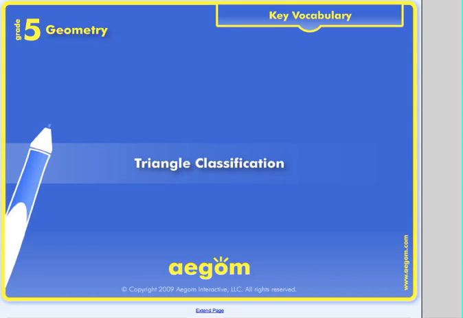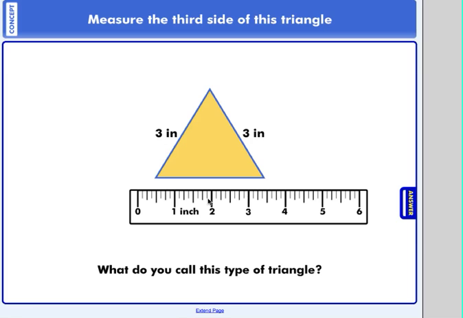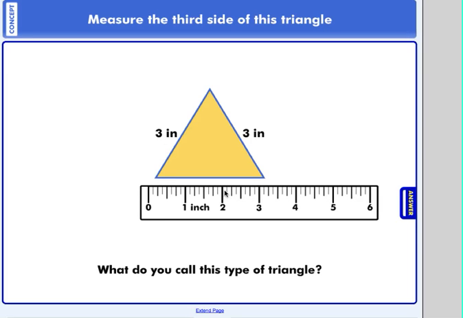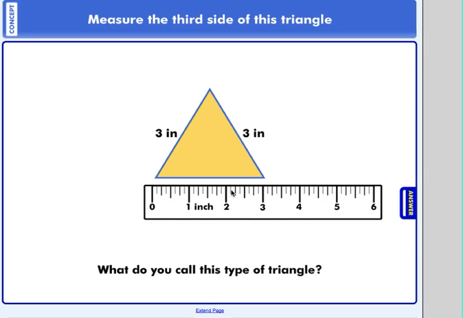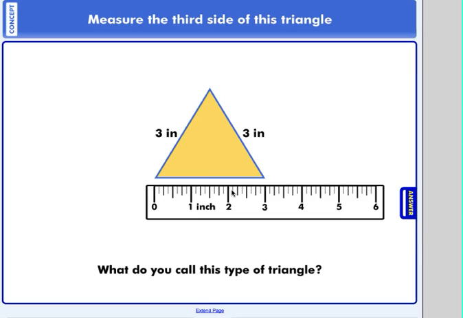Oops, where'd it go? Looks here like we again have a side that is 3 inches. If all sides of this triangle are 3 inches long, what do we call this type of triangle? If you said an equilateral triangle, you're absolutely correct. An equilateral triangle has 3 sides that are all the same length.